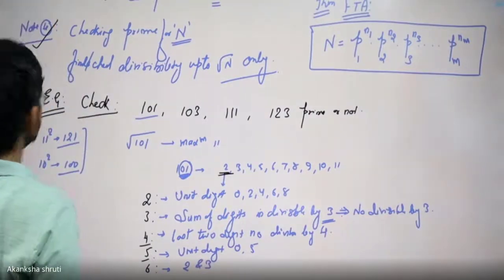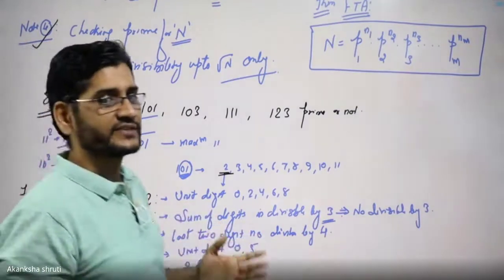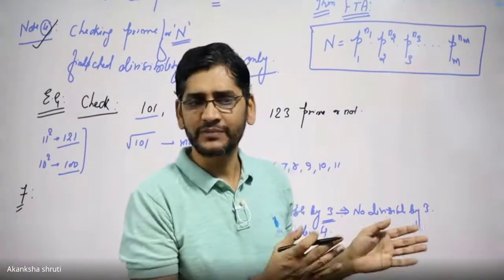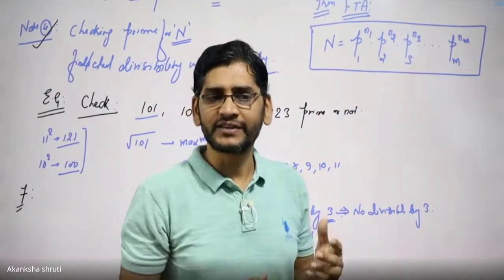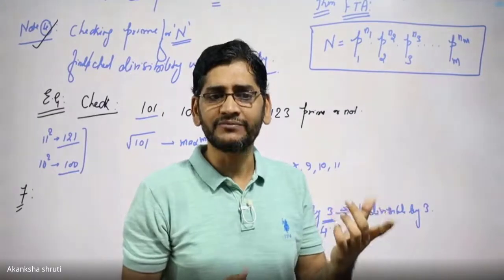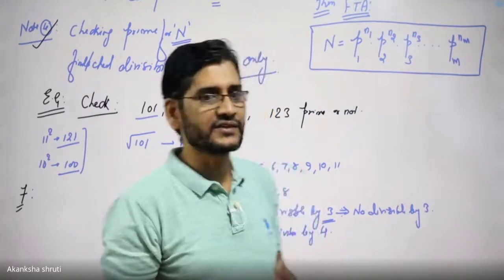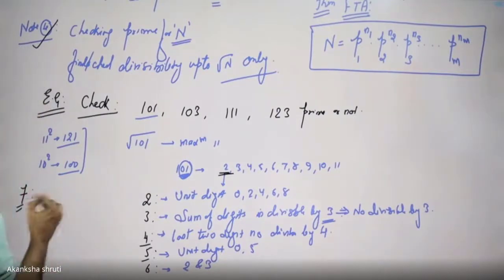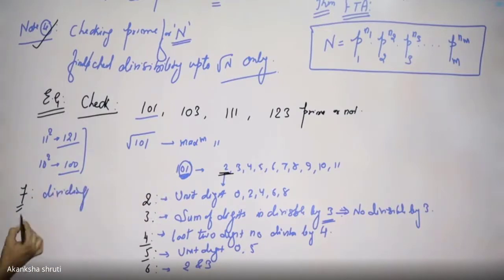Students, for 7, there is a method for checking, or directly you can go for division. For 7, take the last digit, multiply it by 2, and subtract from the remaining part. Continue this until you are left with only a 2-digit number. Then see whether that 2-digit number is a multiple of 7. If it is, then the entire bigger number is divisible by 7. If not, it is not divisible. Or directly go for dividing by 7. Both methods we will apply.